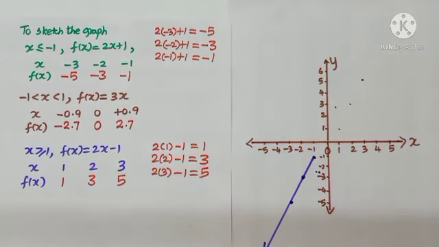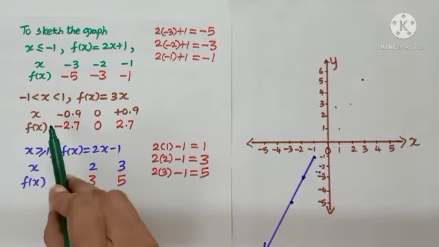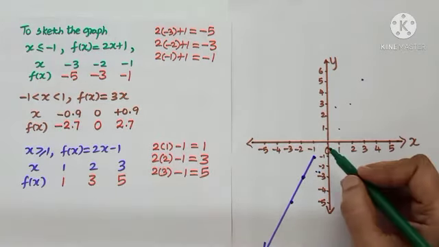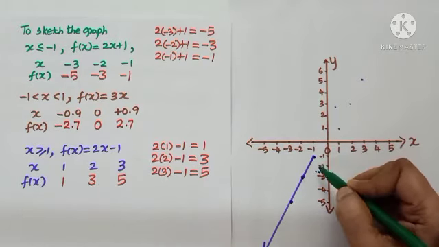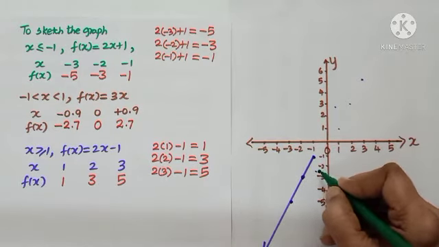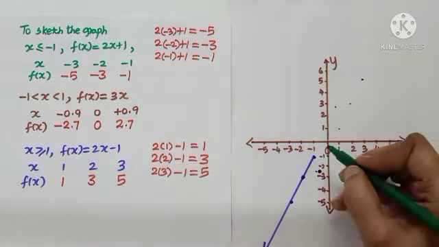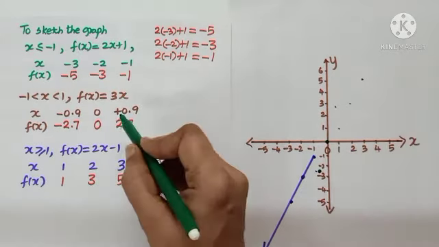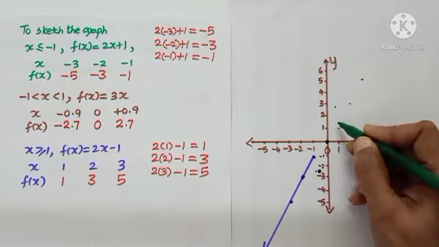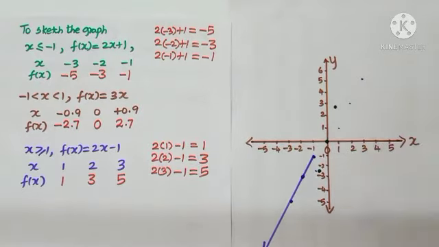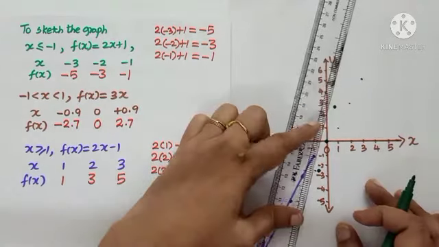The next idea, the second line, minus 1 to 1. We have marked minus 0.9, minus 2.7; 0, 0; 0.9, 2.7. So as we join them using the scale.